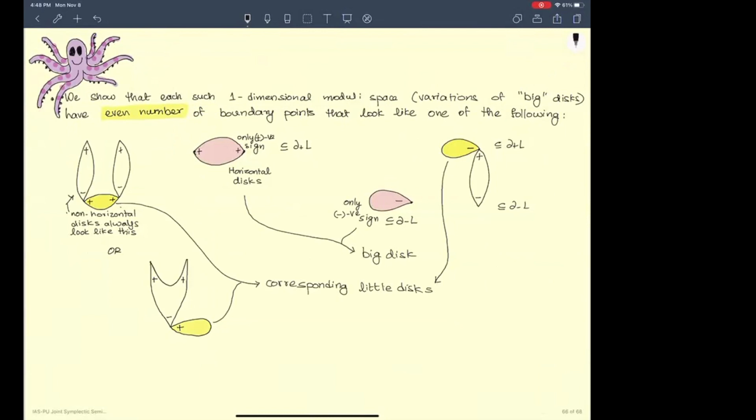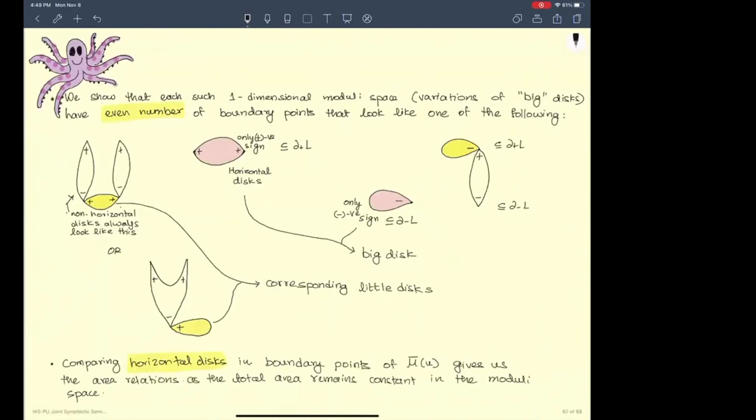And because areas are preserved in these moduli spaces, and holomorphic disks always have positive area, these yellow ones must have less area than those ones, except in some cylinder cases. So just comparing all of these, we have a lot of different things coming, but if we look at only the horizontal disks that are appearing and compare their areas, that gives us those obstructions that we were looking at before.